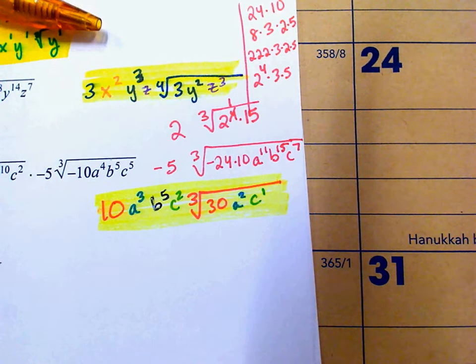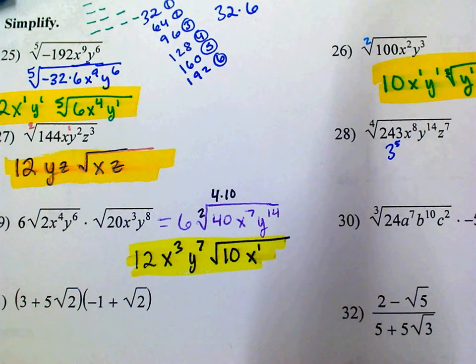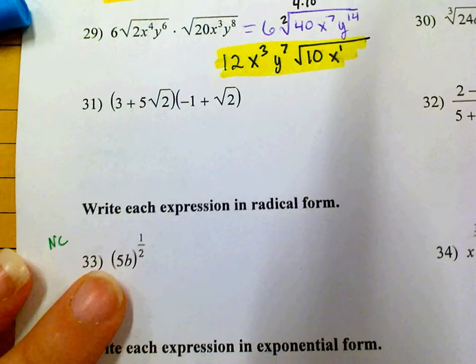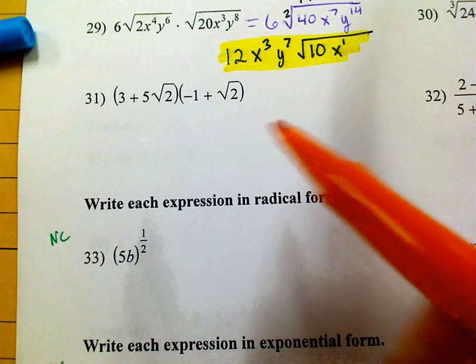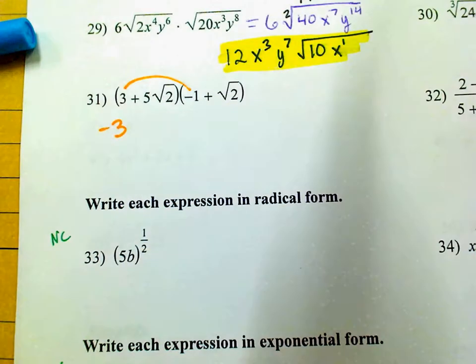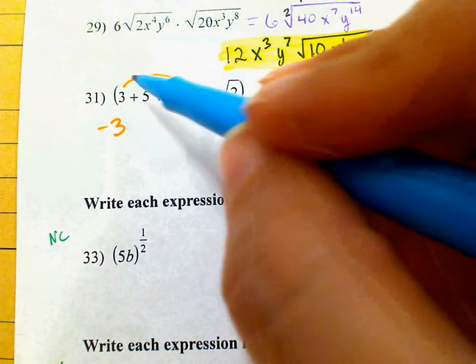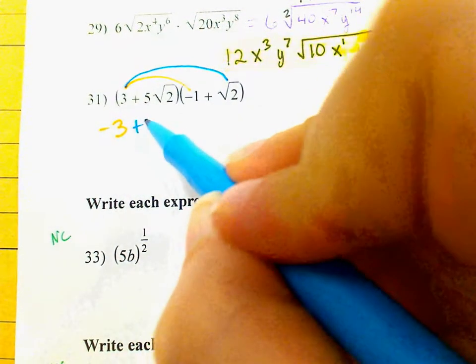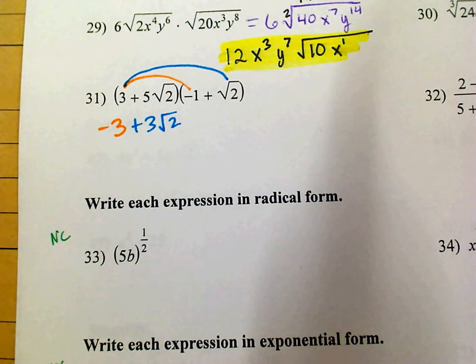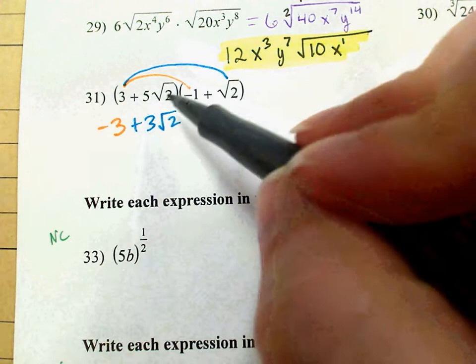All right, let's do 31. So 31, I need to multiply it out, yeah? Distribute. So in 31, I multiply 3 times negative 1, and I get negative 3. And then I multiply 3 times the square root of 2, and I get what? 3 square roots of 2. I multiply 5 square roots of 2 times negative 1, and I get negative 5 square roots of 2.